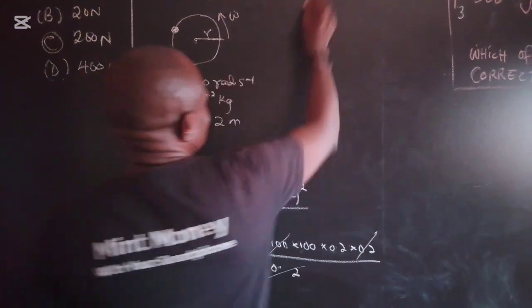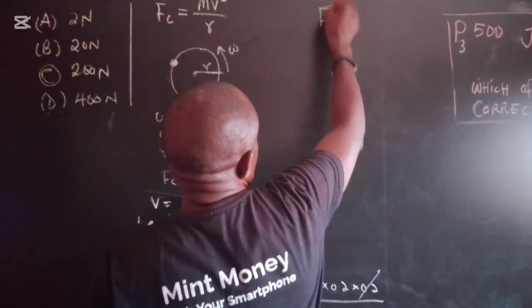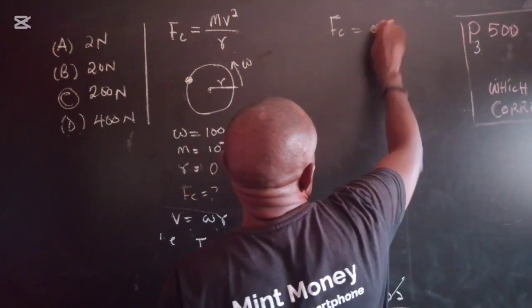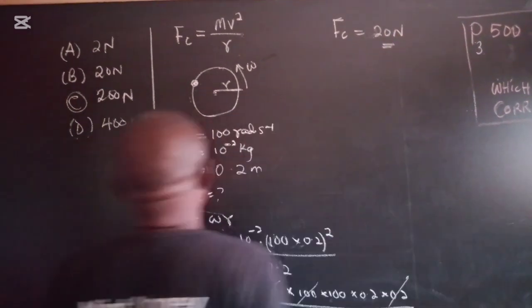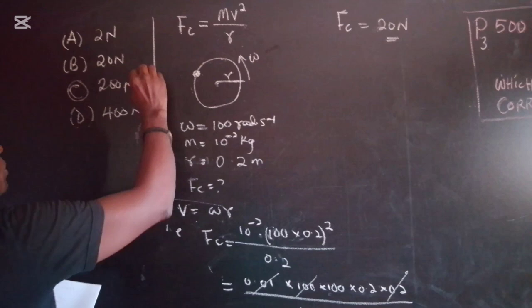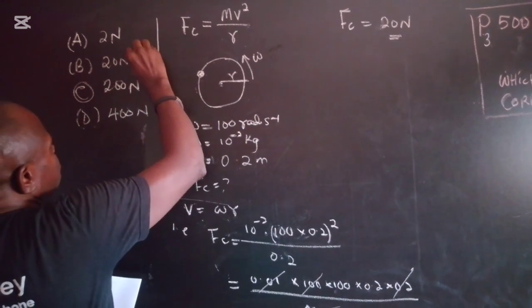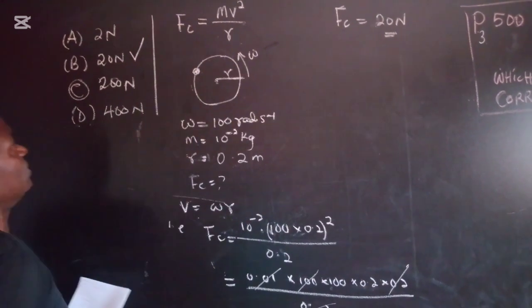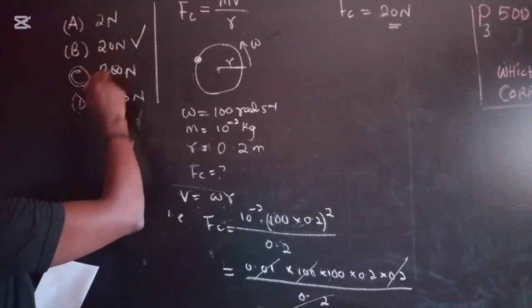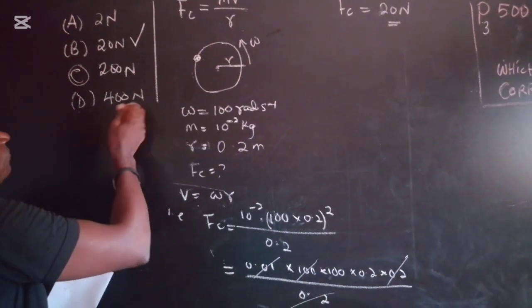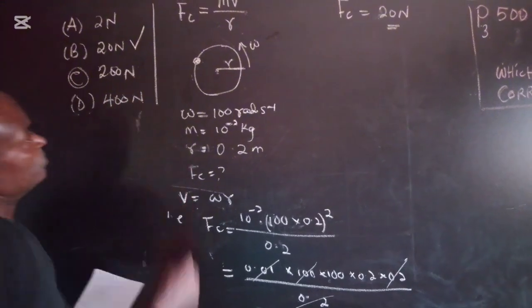That's going to give us the centripetal force, therefore, equal to 20 Newton. And the correct option, therefore, is B. So B is the correct option. So A, which is 2 Newton, C, 200 Newton, and D, 400 Newtons are not correct options.